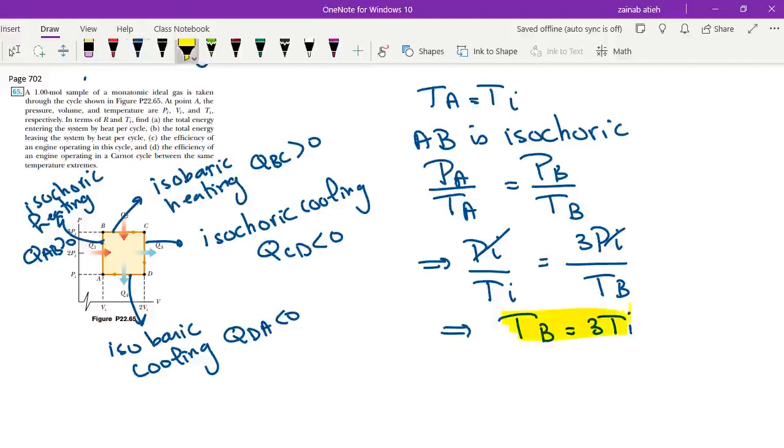You can also use the equation of state of an ideal gas. Remember that PI VI equals NRTI for point A.